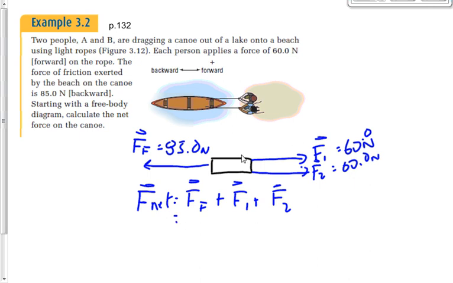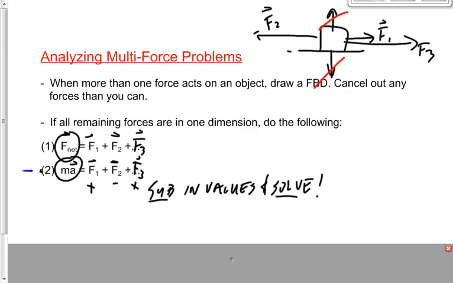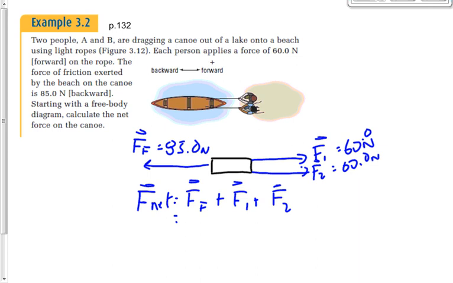And remember what we said? The next step, step two, is to sub in ma for that. But in this case, we don't have to do that because we're just looking for the net force, not the acceleration. So F net is equal to negative 85. Why did I make it negative? Negative because it's acting which way, Tyler? Right. F1 is 60 newtons, positive because it's to the right. F2 is also 60 newtons, positive because it's to the right. Add those up. Hey, we're going to get 35.0 newtons.